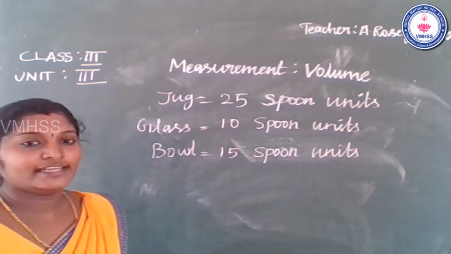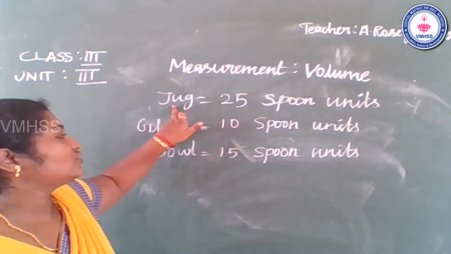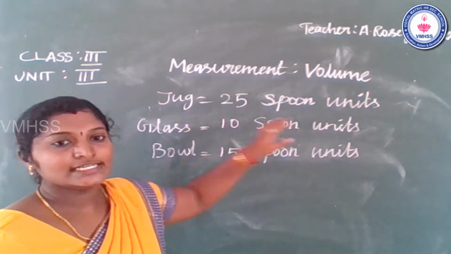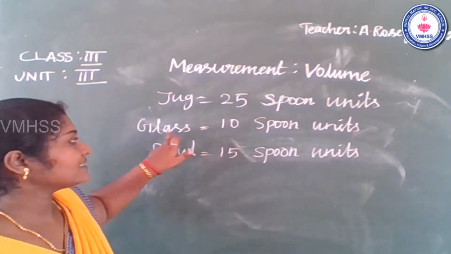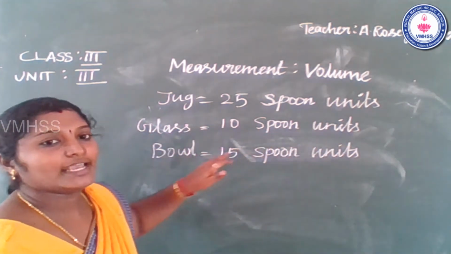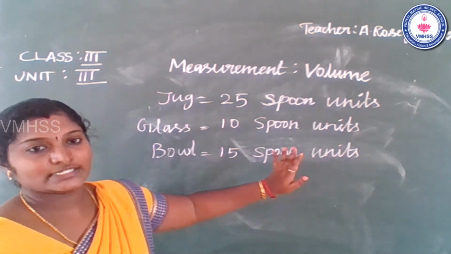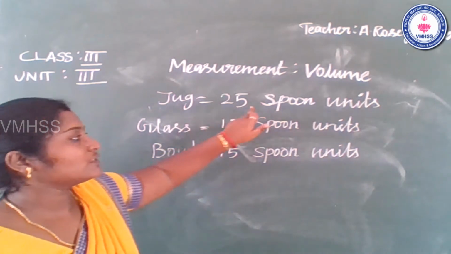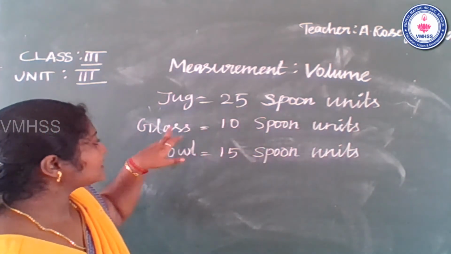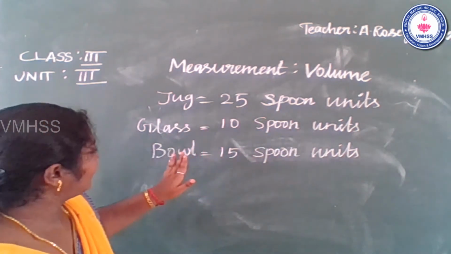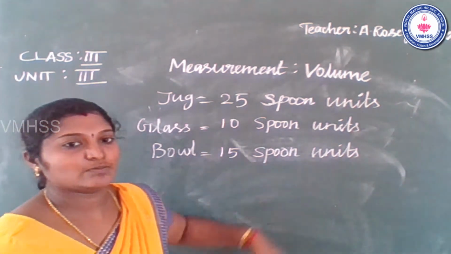See the board carefully. The first one is a jug, 25 spoon units. The second one is a glass, 10 spoon units. The next one, bowl, 15 spoon units. Once again, jug 25 spoon units, glass 10 spoon units, and bowl 15 spoon units.